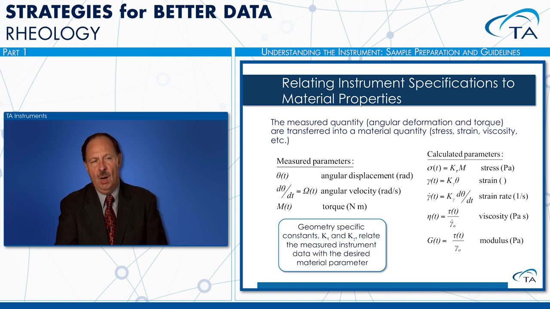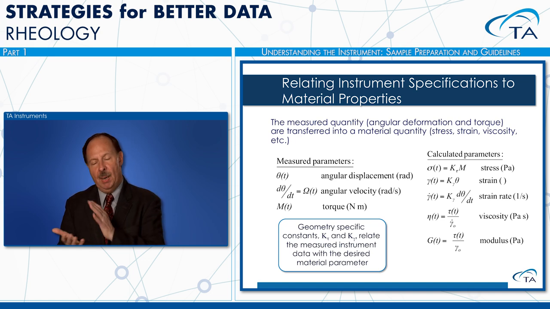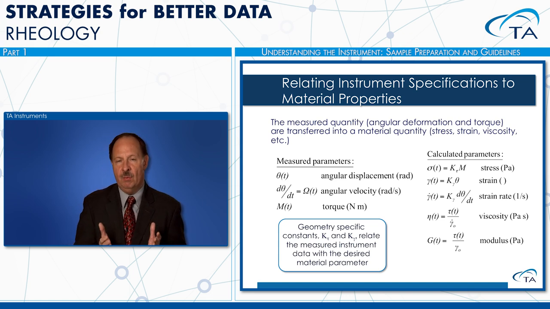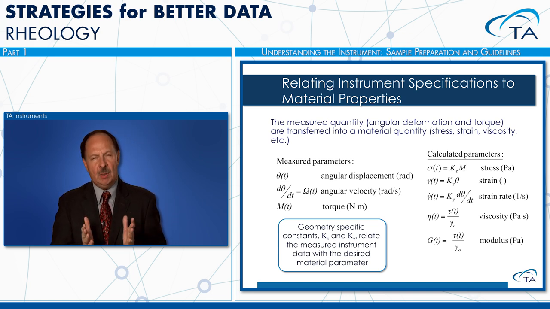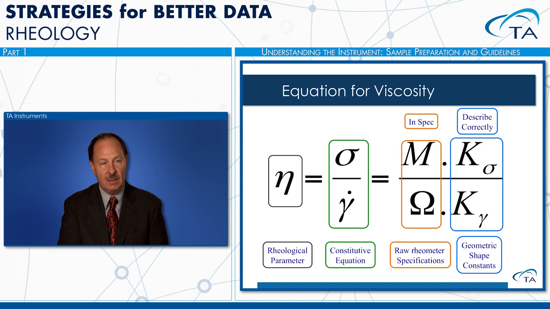And these factors are dependent on the geometry of our material. Is it cone and plate? Is it parallel plate or concentric cylinder? And it'll also depend on the dimensions of our system. So if I'm working with a parallel plate, is it 40 millimeters? Is it 60 millimeters? Am I working at a height of 1 millimeter or a half of a millimeter? Those are the issues that are addressed to calculate that factor. These factors are actually pretty straightforward to calculate, as you're going to see in the following slides.